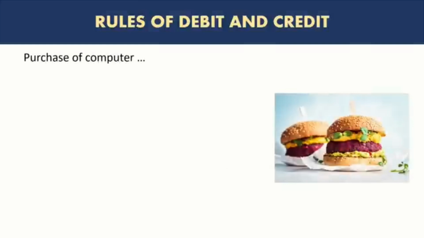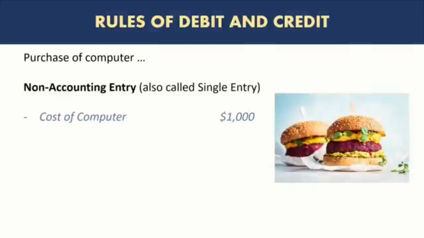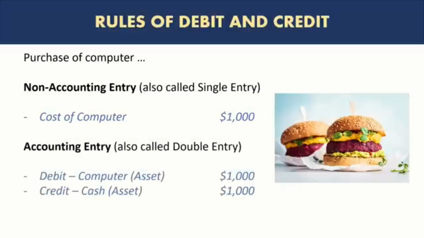The example of the purchase of a computer is very similar. Non-accounting entry: cost of computer, $1,000. And the accounting entry would be debit computer, which is an asset. So you now have an asset physically available in the business. In accounting, we record that separately as an asset and then credit cash because cash was paid out. So whatever cash the business had at that point, there is a reduction of $1,000 and that is shown through the credit entry.